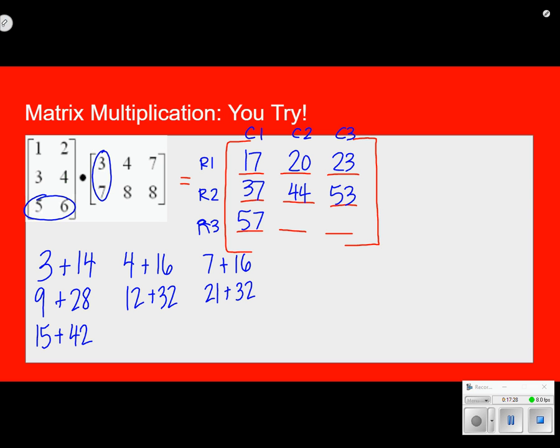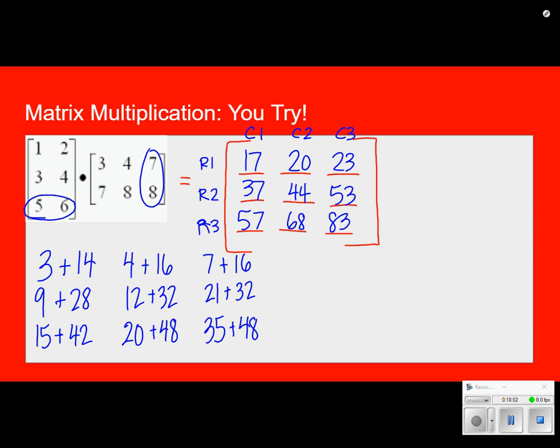And then we're going to do row 3, column 2. So 5 times 4 is 20. 6 times 8 is 48. So that's what, 68? And then 5 times 6, so 5 and 6 and 7 and 8. So 5 times 7 is 35. 6 times 8 is 48. So 35 and 48 is 83.